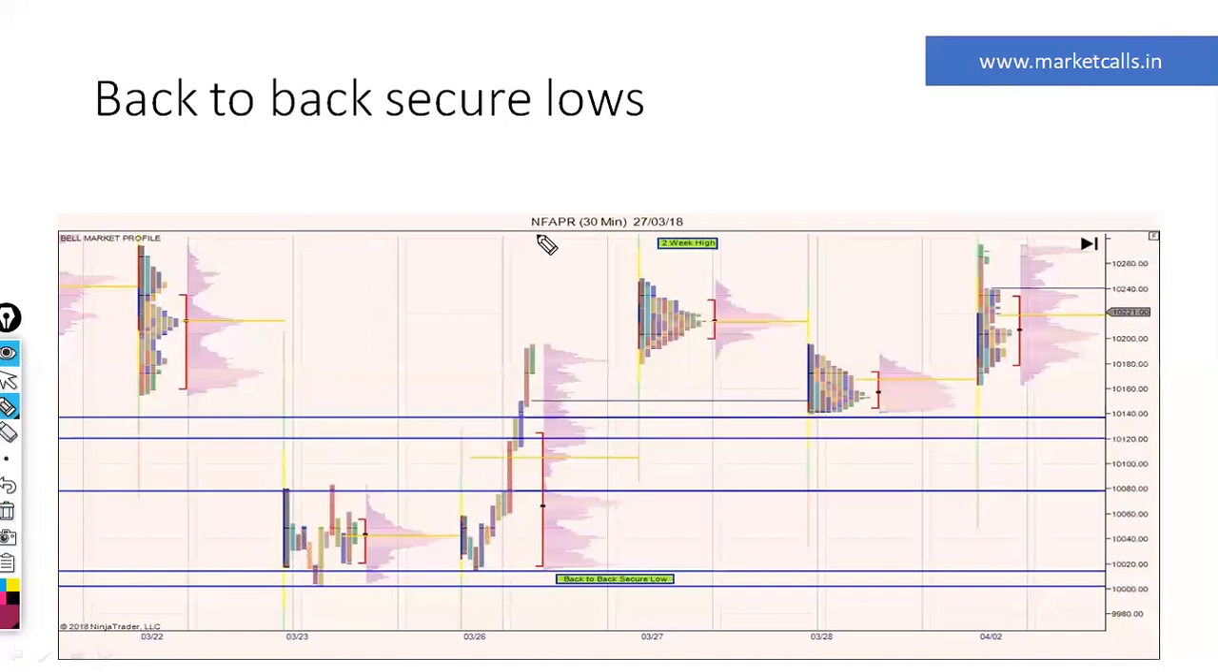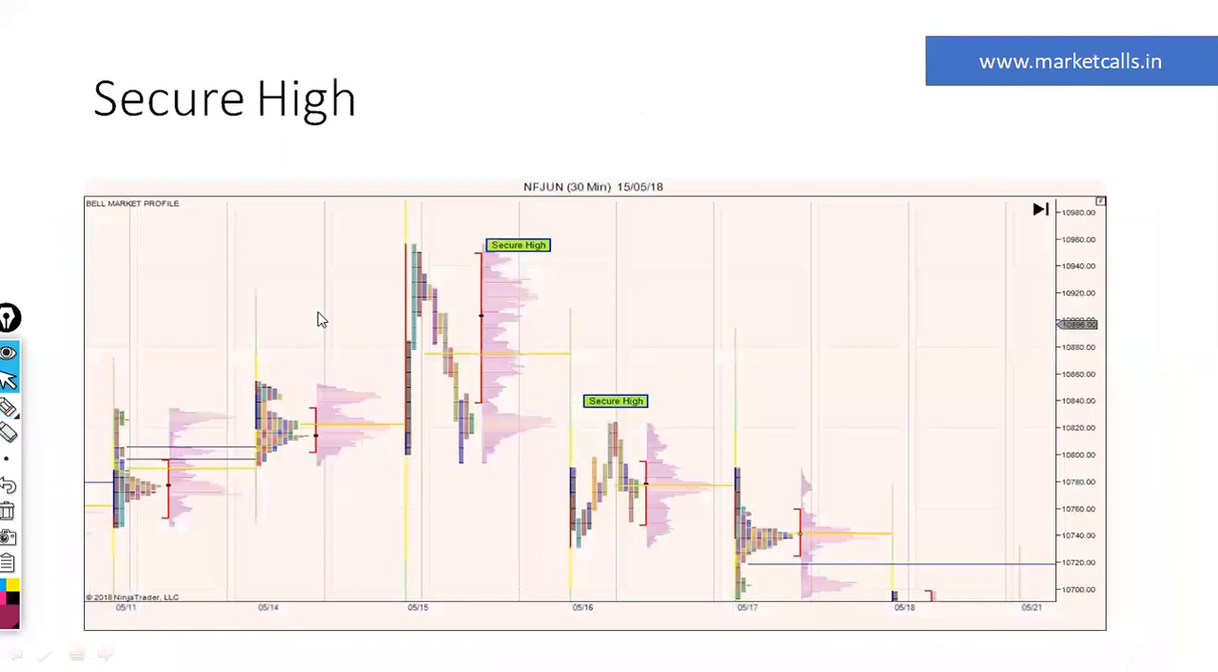So this is from the Nifty April series. This happened during the Nifty April series, right? And one more back-to-back secure low happened on Karnataka election day. We got a rally and then a pullback, and then one more rally, again a pullback. So these are again back-to-back. We call that a back-to-back secure high.